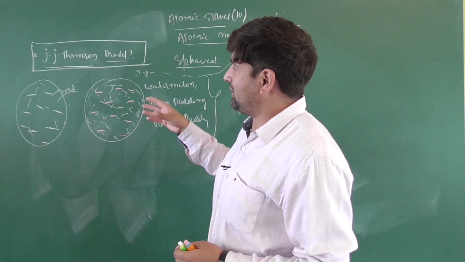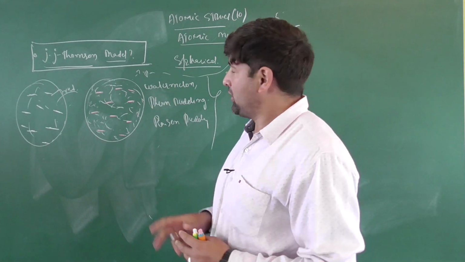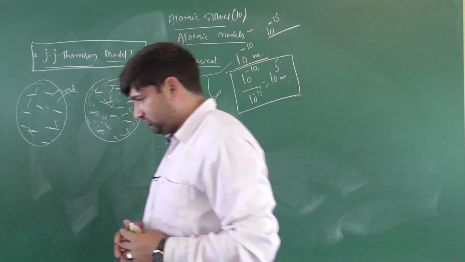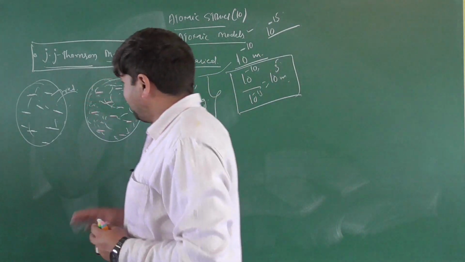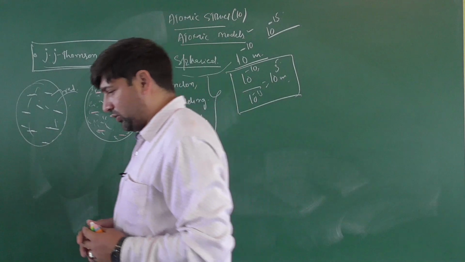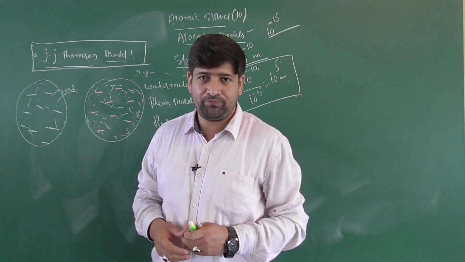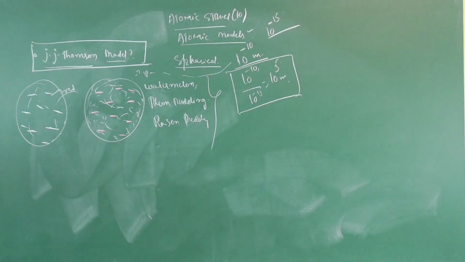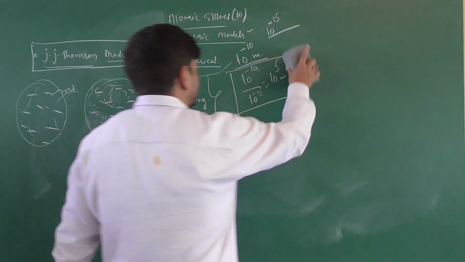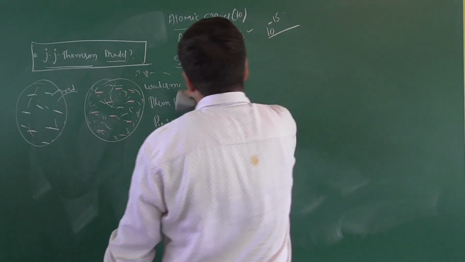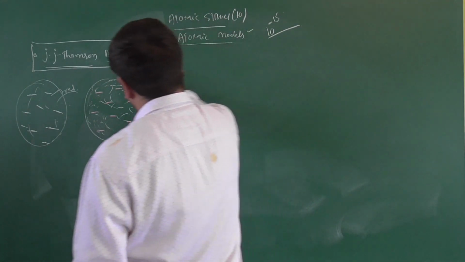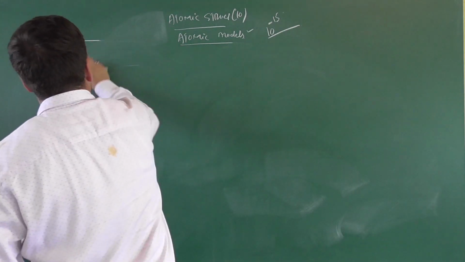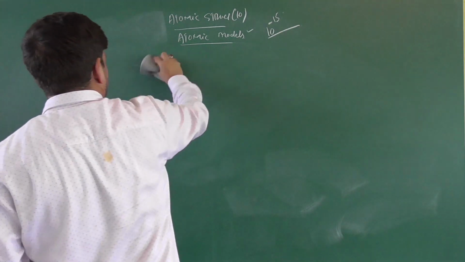So there were certain drawbacks with respect to J.J. Thomson's model. One of the most important approaches for understanding the atomic model was by Rutherford. So we call that as Rutherford's atomic model or Rutherford's alpha scattering experiment. That's the second model we will be discussing with children.